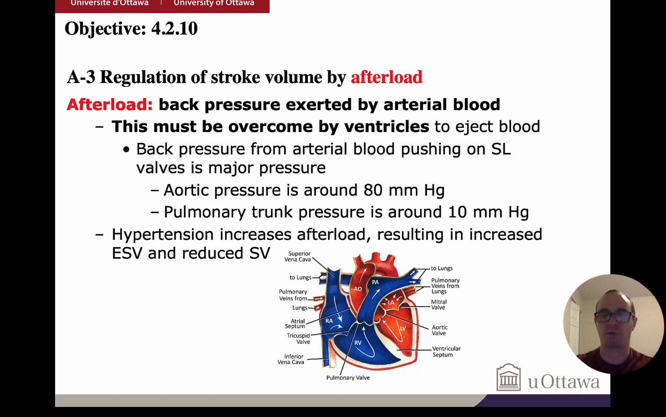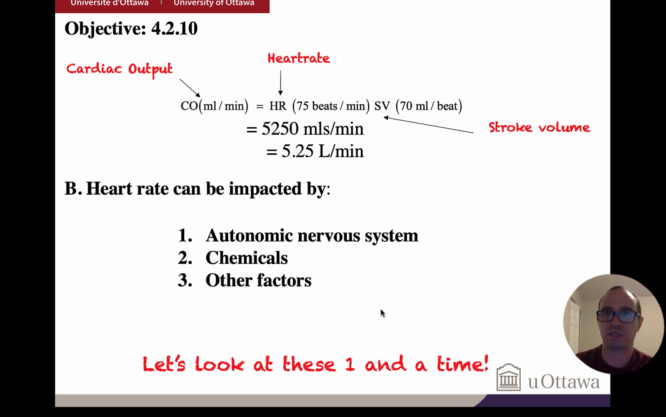So if we go back to our example of the water bottle, for example, that's like trying to squeeze out as much water as possible when somebody else is putting pressure on the top of that bottle. Obviously, you're not going to have quite as much fluid coming out of the bottle in that circumstance. So those are the three things that are regulating stroke volume.